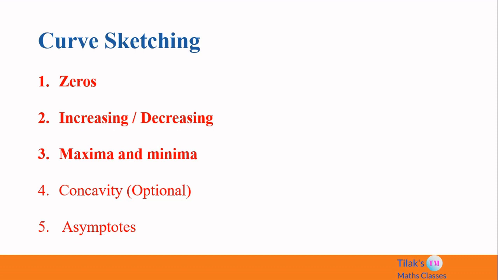Sometimes we would want to know the shape of the curve. In such cases, we have to determine the concavity and convexity of the curve. That is, we need to determine the intervals where the curve is concave upward and the intervals where the curve is concave downward. Then, to understand how the curve approaches infinity, we need to determine the asymptotes.